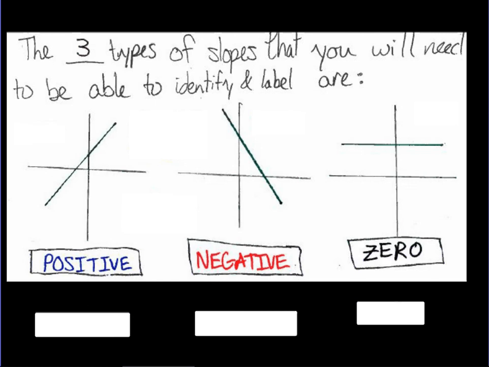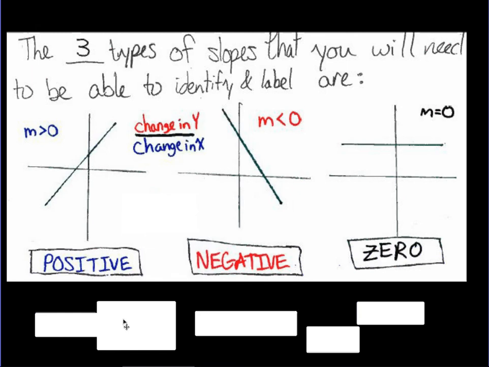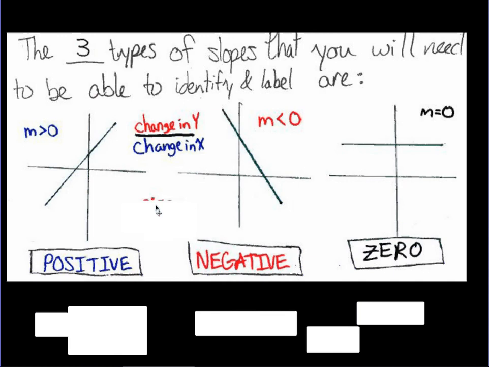So m is positive, m is negative, or m is equal to 0. The main key part, please make sure you write down and see: our slope is defined as the change in y divided by the change in x. You can also call it the rise over the run.